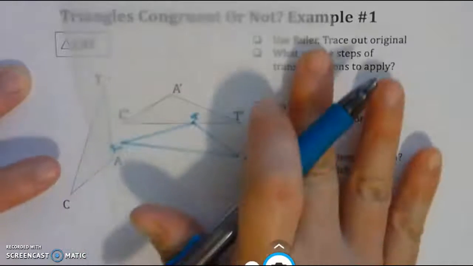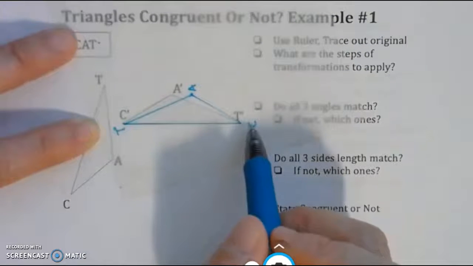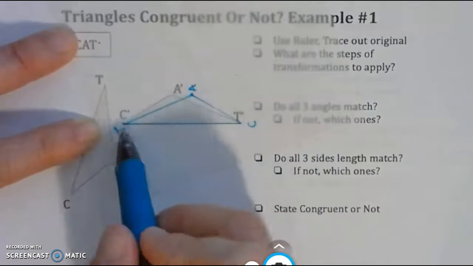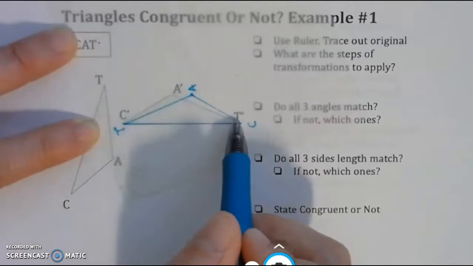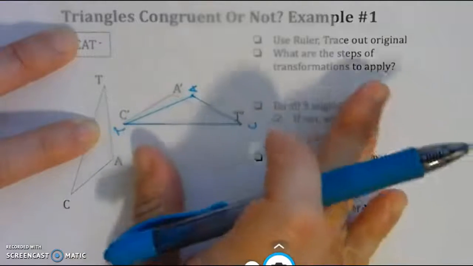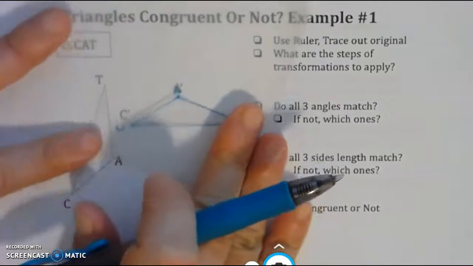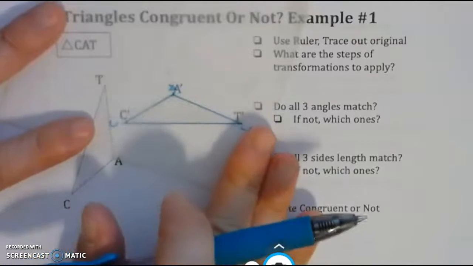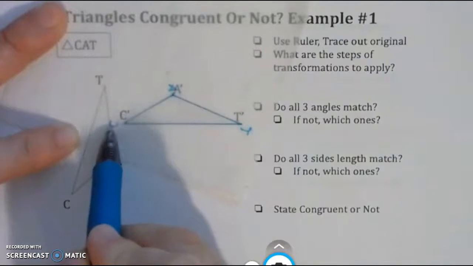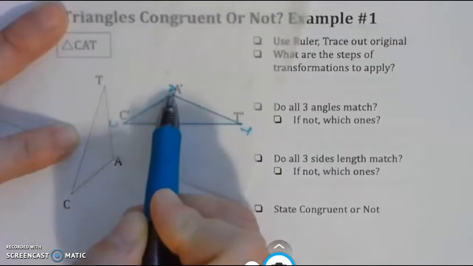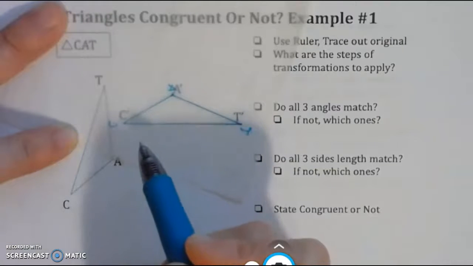Okay, if I do some rotation like this, do they match? Well, this is supposed to be C, A, and T, and I have C prime, A prime, T prime this way. So what else do I need to do? I need to flip it. Flipping is a valid transformation, okay? So when I flip it, do they match up? I have C prime and C here, and A prime and A, and T prime and T here. So they do match up, okay?